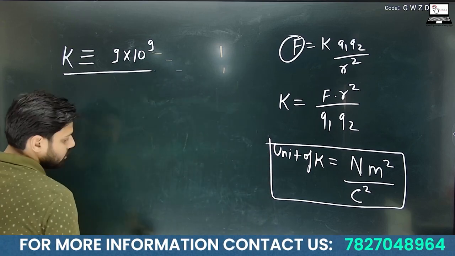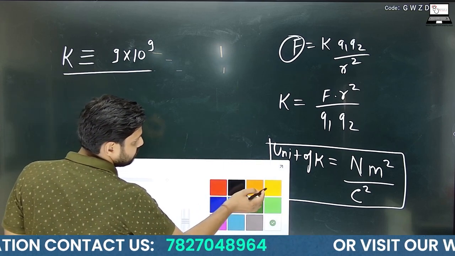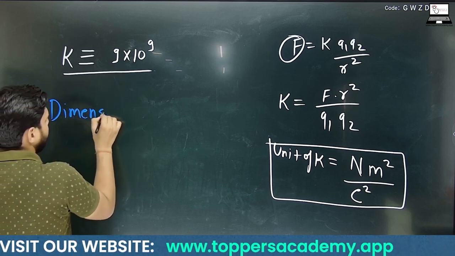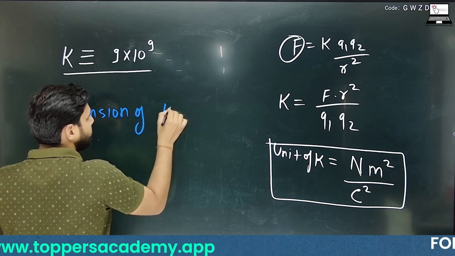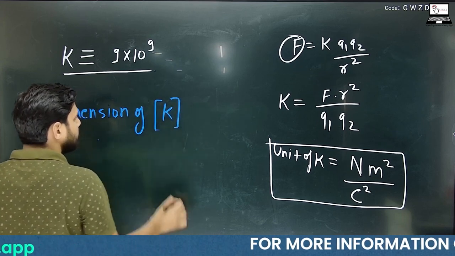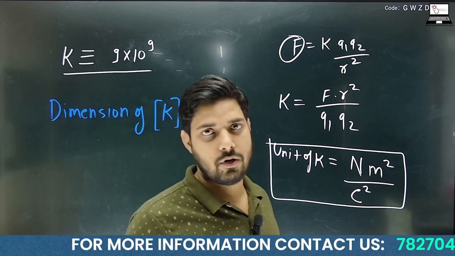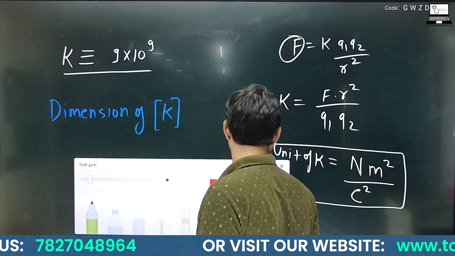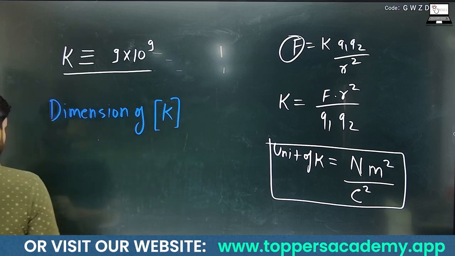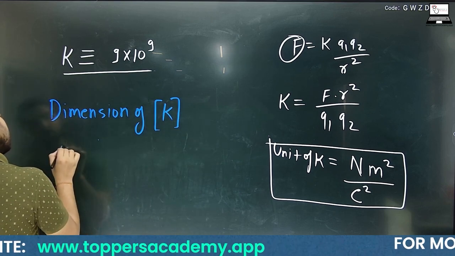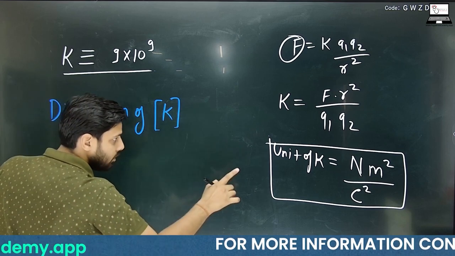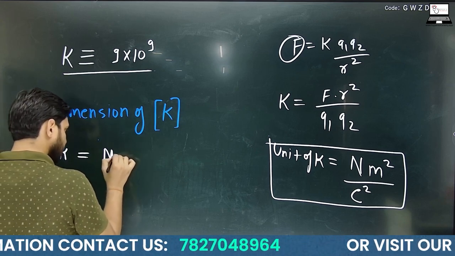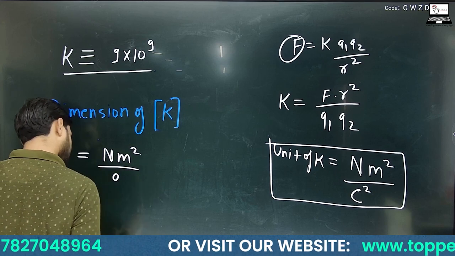Clear? Okay. Now let's talk about another basic thing, that is the dimension of K. We know that the unit of K is Newton meter square per Coulomb square.